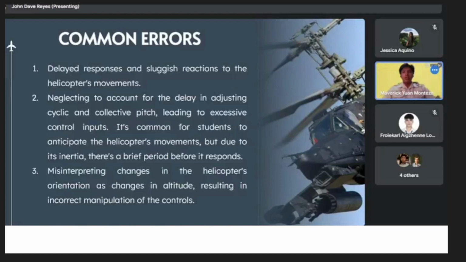And lastly, misinterpreting changes in the helicopter's orientation as changes in altitude, resulting in incorrect manipulation of the controls.